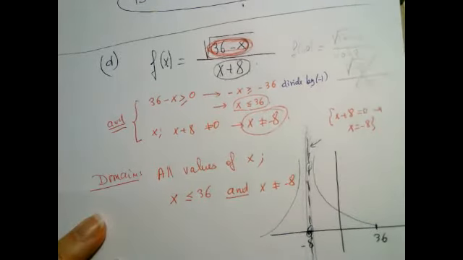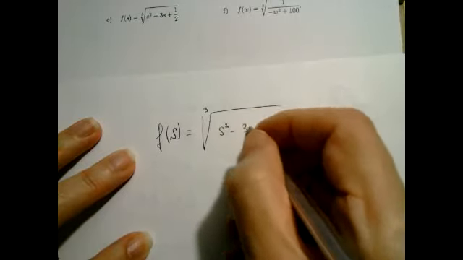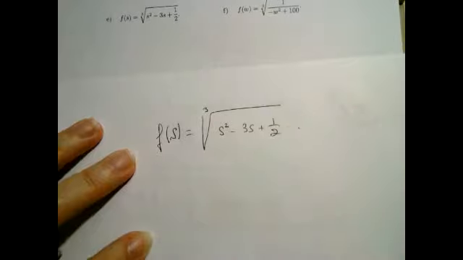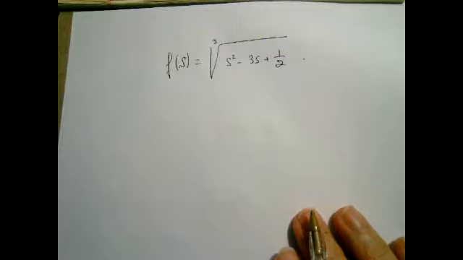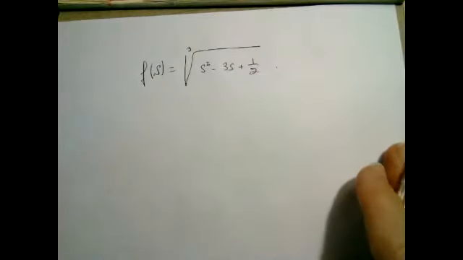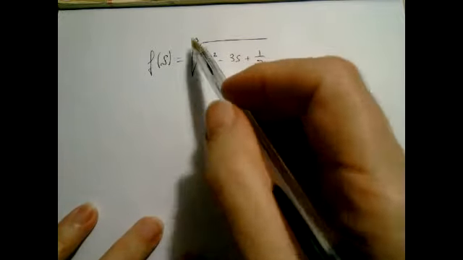Okay, now I'll pick up on the last one you guys asked, which is number E. I'm going to write it here, because as I told you, I don't like to write on my book. It's the cubic root of s squared minus 3s plus a half. Okay. Right, what's the domain in here? Here I have a cubic root.